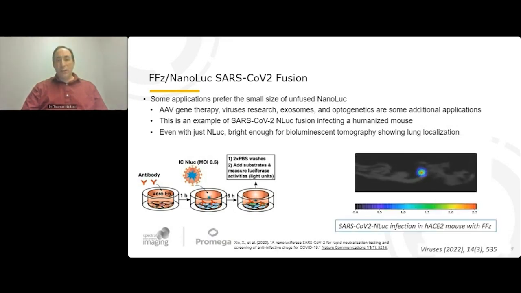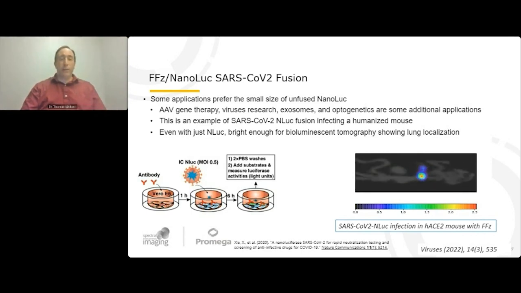And this is an example of then taking a mouse, which had also been engineered with a human ACE2 receptor, that is what the virus uses for infection. And then this NanoLuc fused virus was able to be injected into the mice. And then after some time, you could see that it localized to the lungs and there was a bright signal obtained. Now this here is an example of a tomographic image. So this mouse is rotating and you can see the signal in 3D.